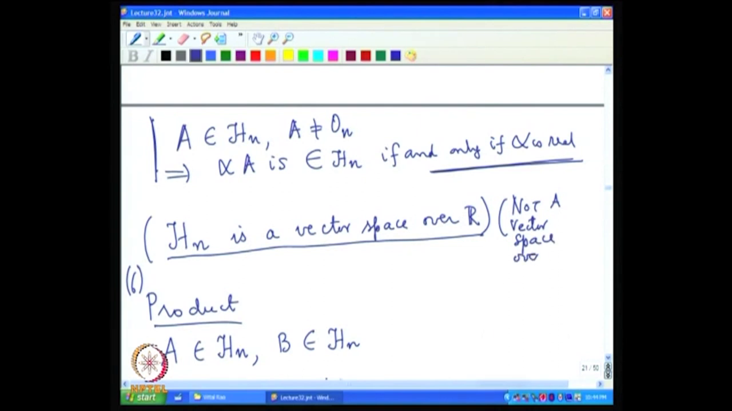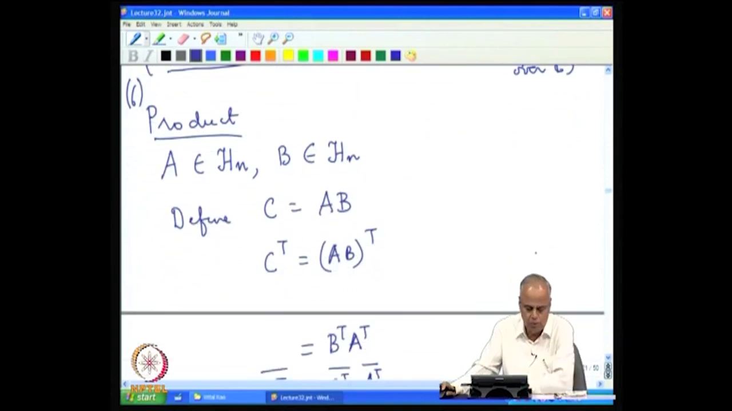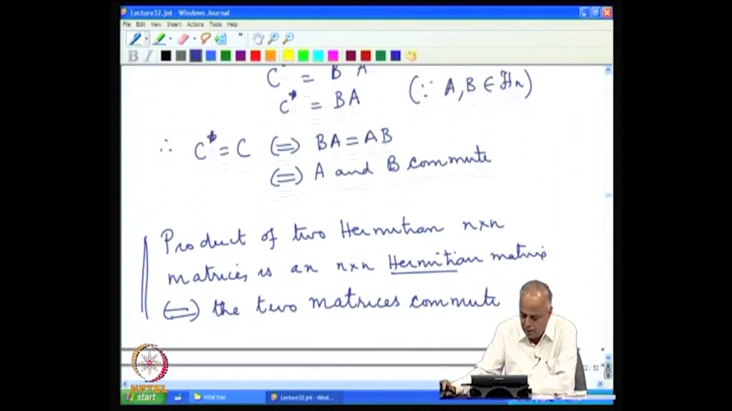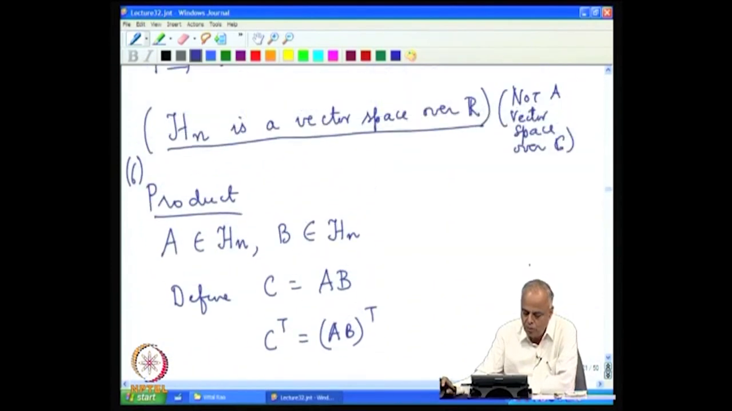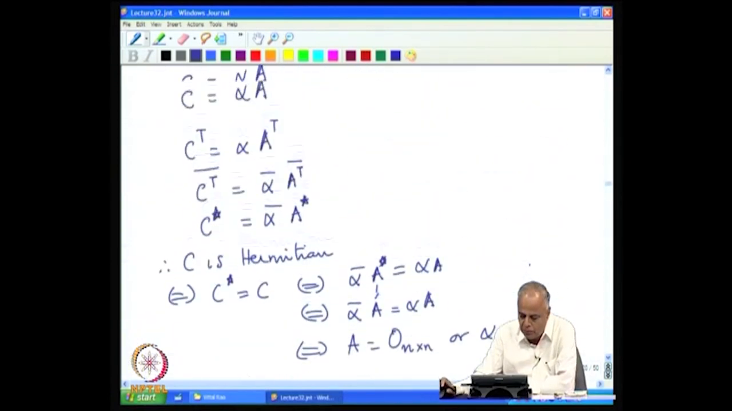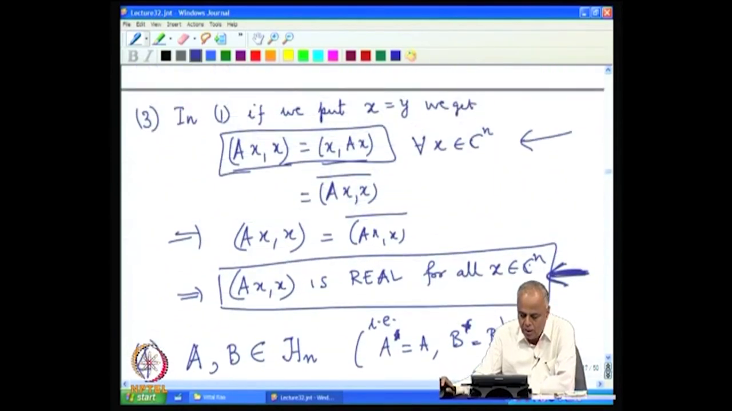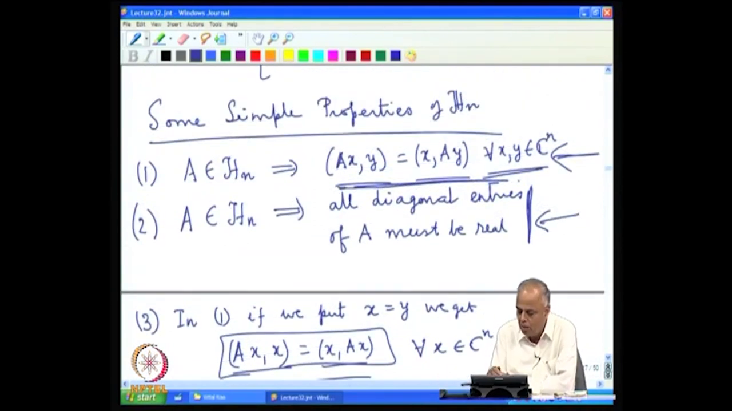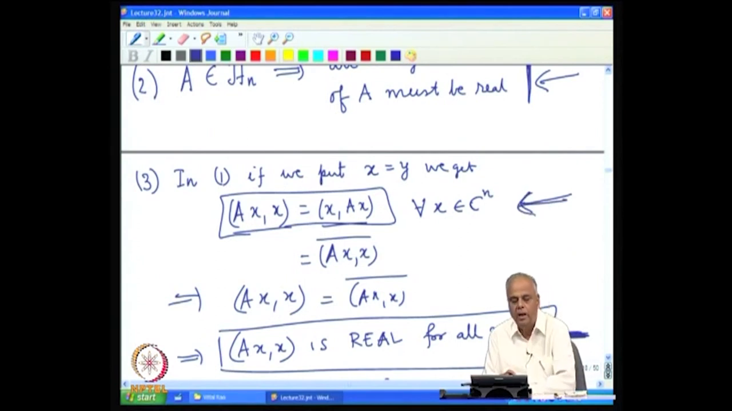Is not a vector space over C. Then the product of two Hermitian matrices is again Hermitian if and only if the two matrices commute. So, now we have these fundamental basic properties of Hermitian matrices, and we again stress that two of the most important properties which we will repeatedly use are the fact that (Ax, y) equals (x, Ay) for all x, y, and (Ax, x) is real for all x.